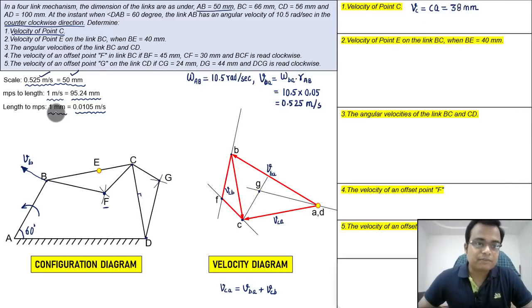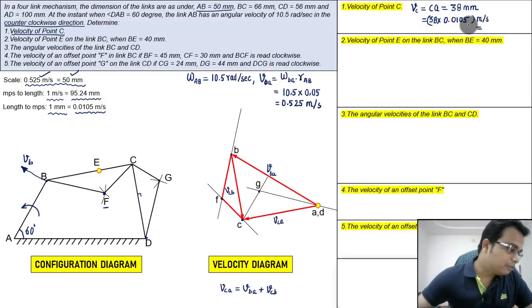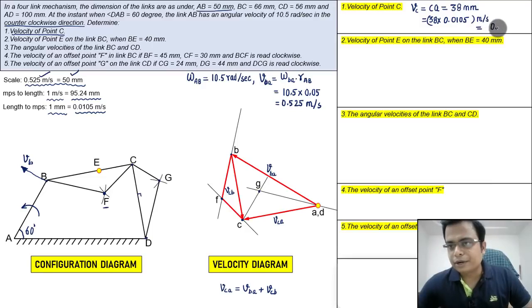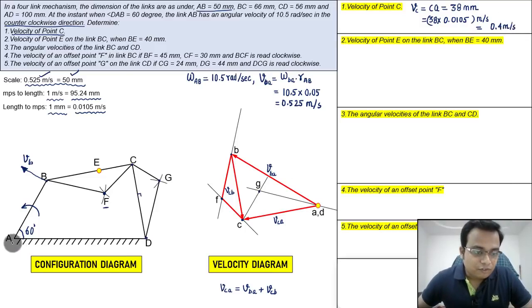Now we know how much 1 millimeter is in meters per second. So what we'll do is we'll try to make use of this, multiplied by 0.0105. Now this will automatically get converted in meters per second, and the final value that we are going to get, let me check, this is very close to 0.4 meters per second. Okay, so the velocity of point C is how much? Well, that's 0.4 meters per second with respect to this fixed portion, or with respect to A, you can say.